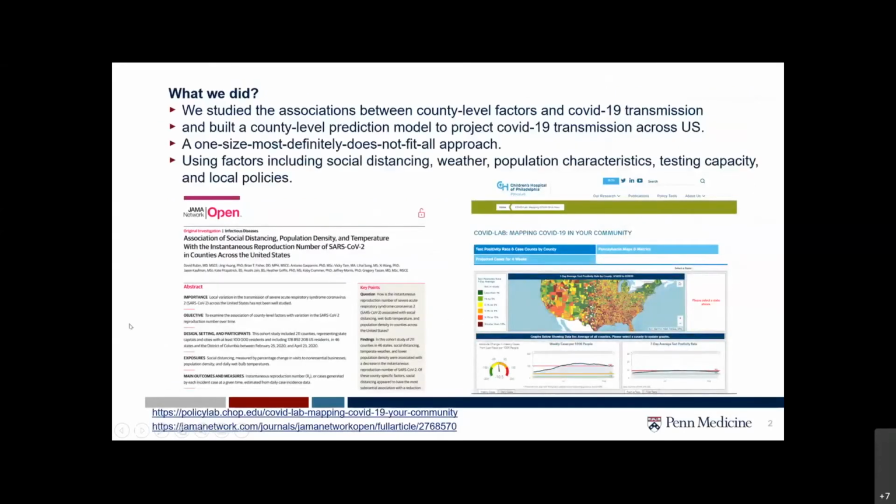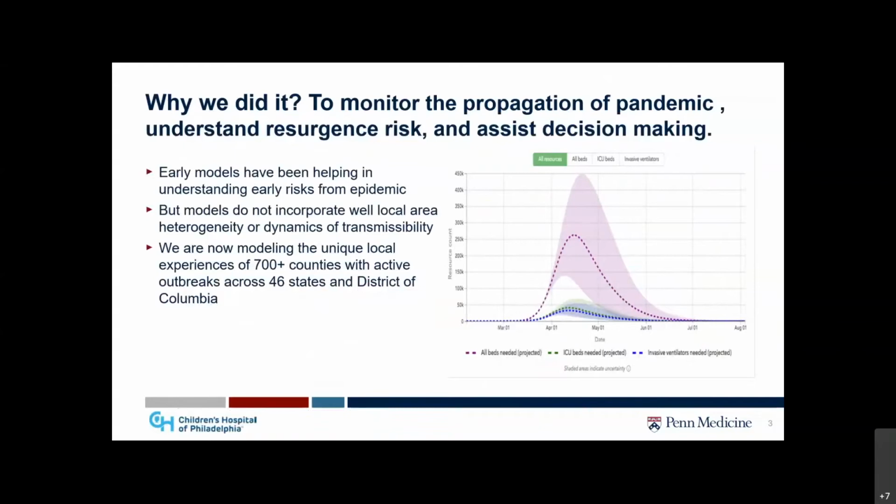So what we did was we studied the associations between county-level factors and COVID-19 transmission. And also we built a county-level prediction model to project the disease transmission across the United States. We are doing it specifically at the county level because we have seen that different counties in the United States went through a different experience throughout this outbreak. Overall, we wanted to monitor the propagation of the pandemic to understand the resurgence risk and try to assist decision making.